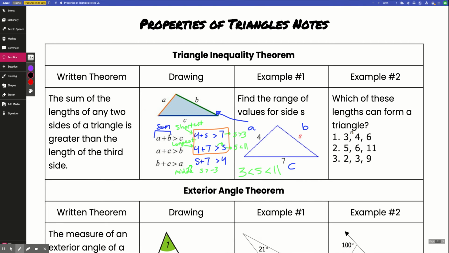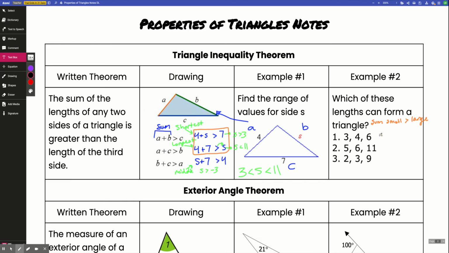Okay, second example here. This says which of these lengths can form a triangle. So really all you have to check is, is the sum of the two smaller numbers greater than the largest number?